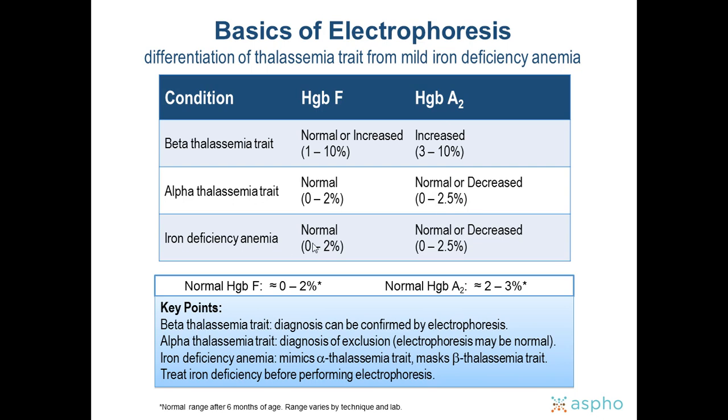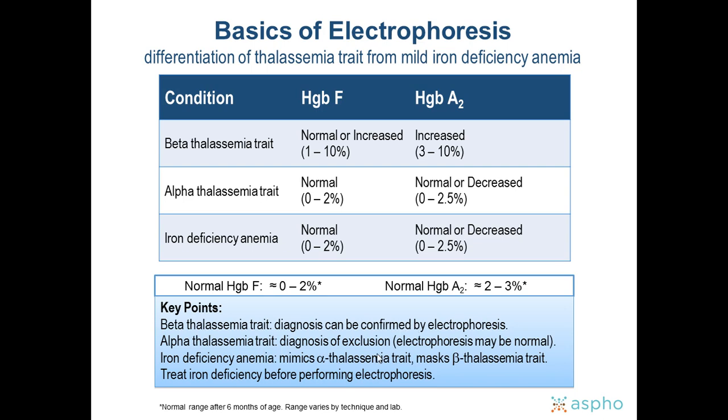The problem is iron deficiency that you're trying to differentiate from thalassemia trait can give you a normal pattern and even a lowering of the hemoglobin A2. So if you suspect iron deficiency more than minimally, treat the iron deficiency first before you even get the hemoglobin electrophoresis, because it's going to confound things and you're going to have to repeat it anyway unless you just go for genetic testing. So beta thalassemia trait, you can confirm it by electrophoresis with an elevated A2.